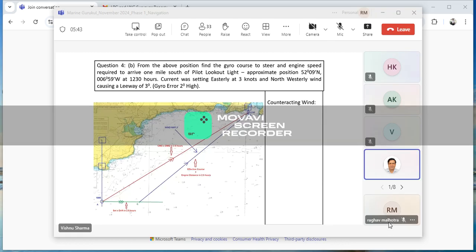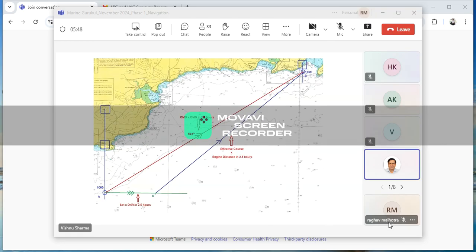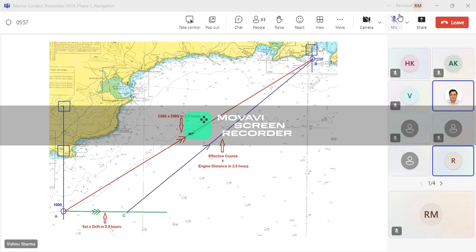You can take a screenshot of this one. Everything is blown up here so that you can now see it clearly, and let me know if there is any concern. So do we need to mark CTS? No. This I have marked only for you, beta. You don't have to mark it. This is the effective leeway track, but do we need to mark course to steer on the chart?